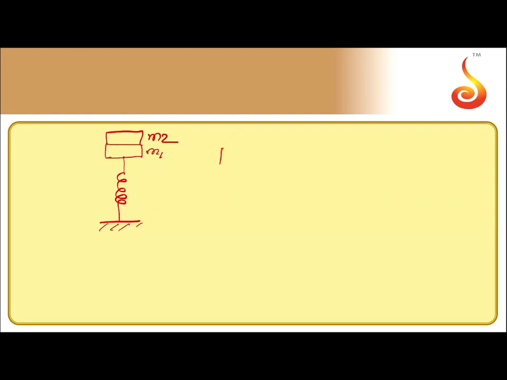If I consider the free body diagram of M2, what do we have? We have M2g, we have N, and M2g minus N is equal to M2a, because the system is not in equilibrium. Whether it is moving up or down, the acceleration is in this direction, and this is M2 omega square A, where A is the amplitude.